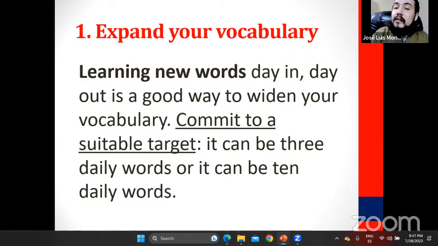Now, I don't know if you have your own goals, Danitza. Are you memorizing a certain number of words per day already? Do you have a number in mind? What are you doing with that?